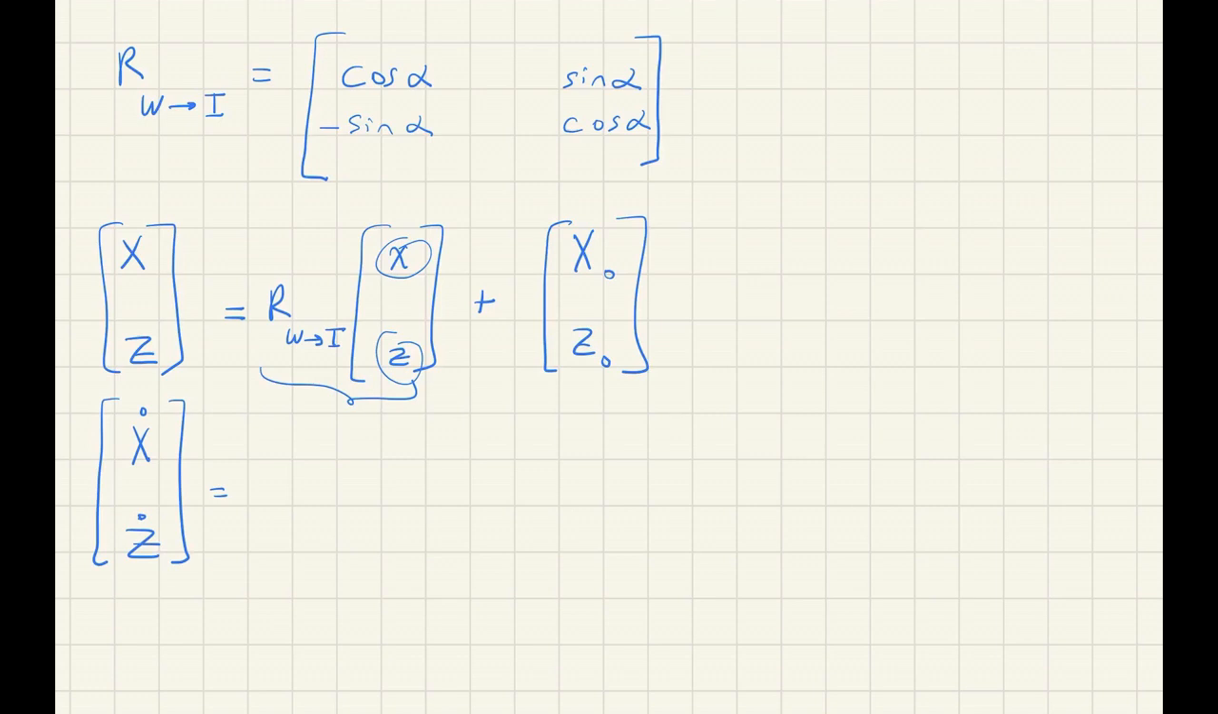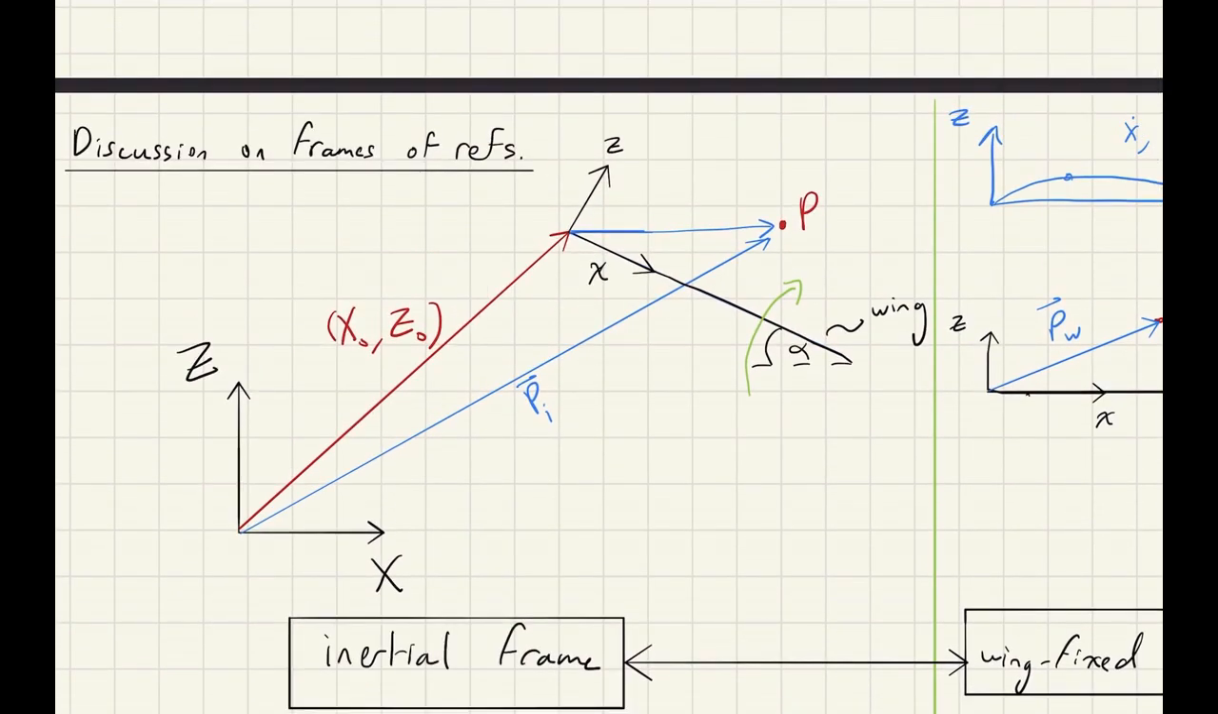coordinates. However, you can always have a time derivative in x naught and z naught given the velocity of the wing, because as the wing moves up and down, this vector, which is the offset between the leading edge in this case and the inertial frame, changes in time.